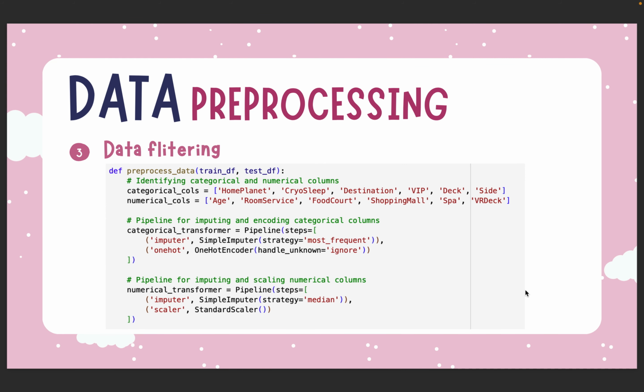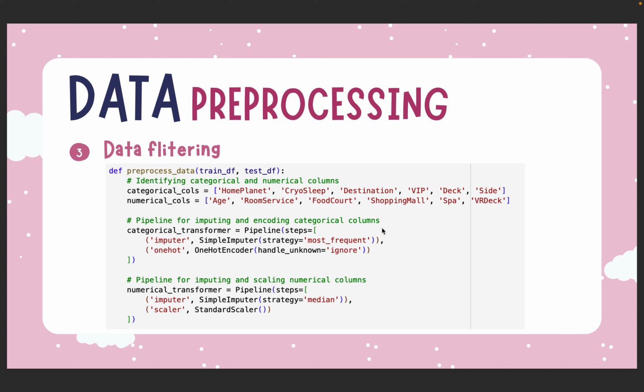The third step is data filtering. Because we have a lot of data that we might not use, or we have some missing values, this function is used for data filtering. First, we identify the categorical and numerical columns. So we put HomePlanet, CryoSleep, Destination, VIP, deck, and side into the categorical columns, and Age, RoomService, FoodCourt, ShoppingMall, Spa, and VRDeck into the numerical columns.